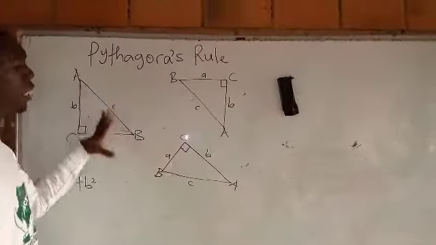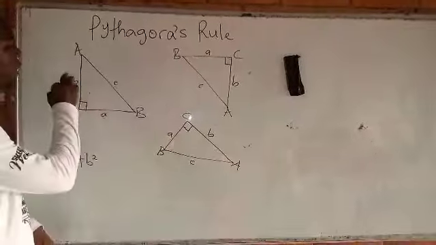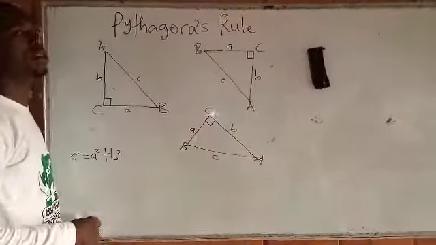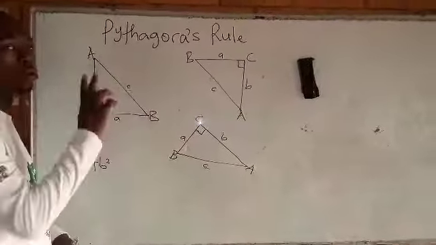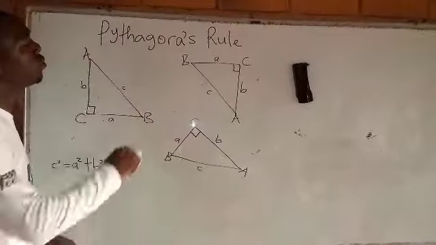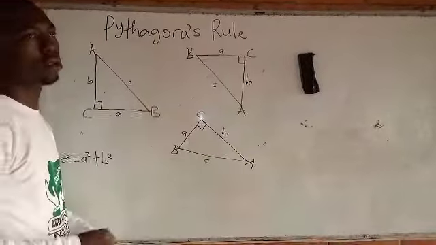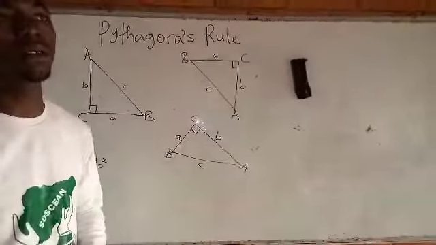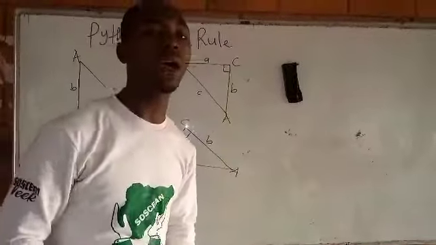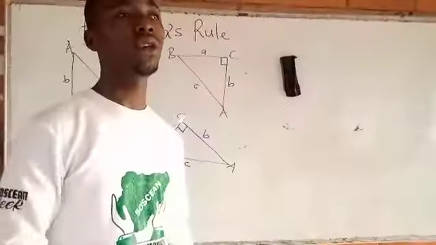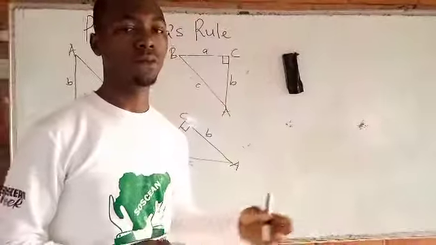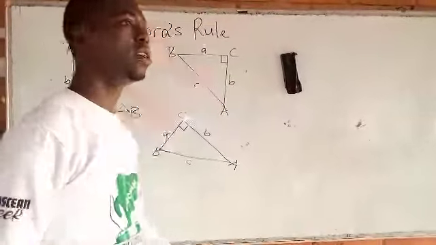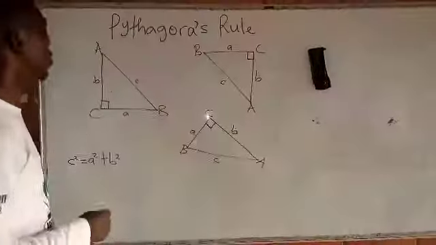So when you have a right angle triangle and you are asked to find any of its lengths, provided that you are given the two other lengths, you use Pythagoras rule. And Pythagoras rule simply states that the square of the hypotenuse is equal to the sum of the squares of the two other sides. Which one is the hypotenuse?